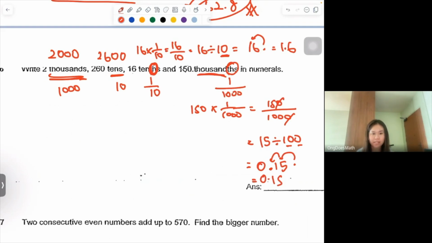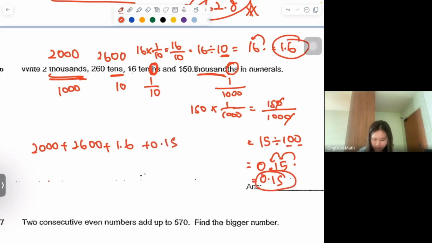So now you just have to add things up. 2000 plus 2600, plus 16 tenths, which is 1.6, plus 150 thousandths, which is 0.15. So you should get 4601.75.